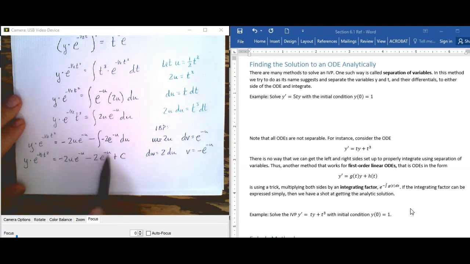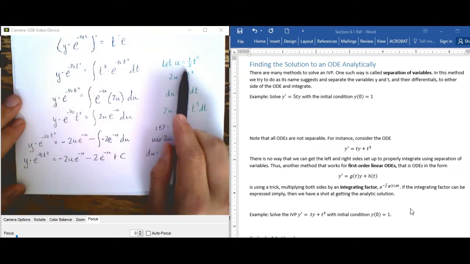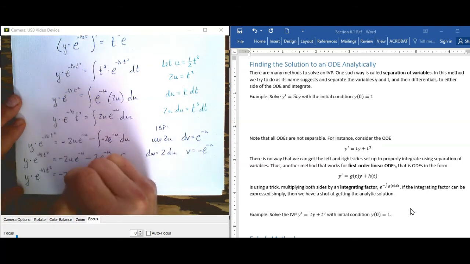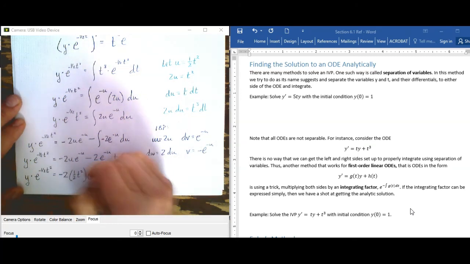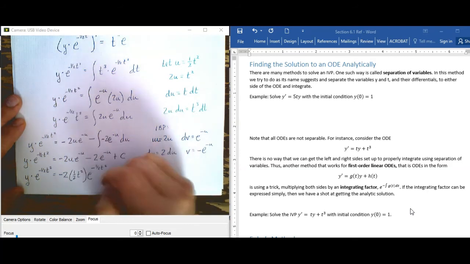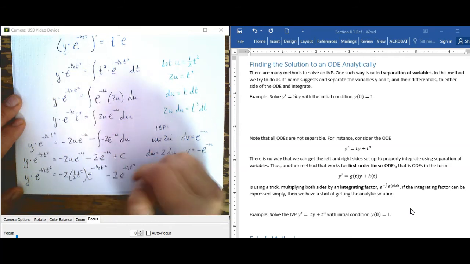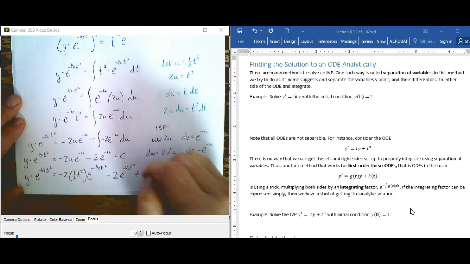Recall that we did a substitution on u, so let's plug back in what u is equal to. That's 1/2 t squared. So y times e to the negative 1/2 t squared equals negative 2 times 1/2 t squared e to the negative 1/2 t squared minus 2e to the negative 1/2 t squared plus c.